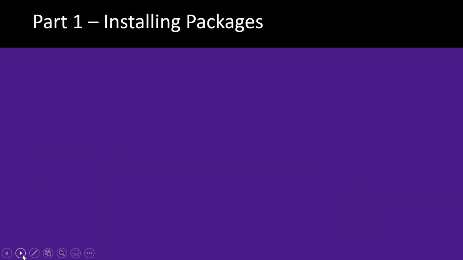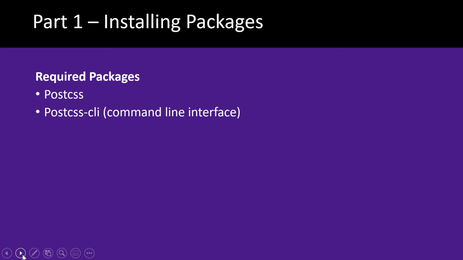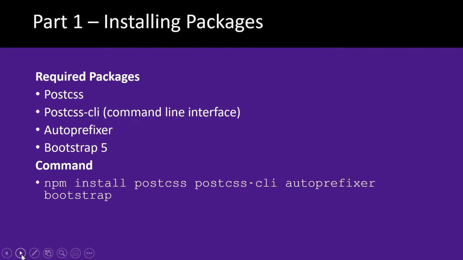For part 1, installing packages, we're going to be using npm to install postcss, postcss-cli, which stands for command line interface, Autoprefixer, and the Bootstrap 5 package. Inside Bootstrap 5 there's JavaScript and SCSS. In this video we're just talking about importing the SCSS components of the Bootstrap 5 package. We're going to use this command. You can copy and paste it from the description below. Sometimes you'll see npm install shortened to npm i, but I'm going to use npm install because it's easy to read and especially makes more sense for beginners.